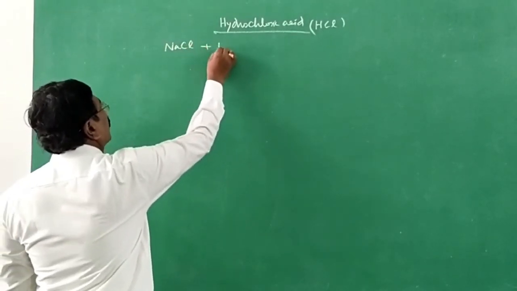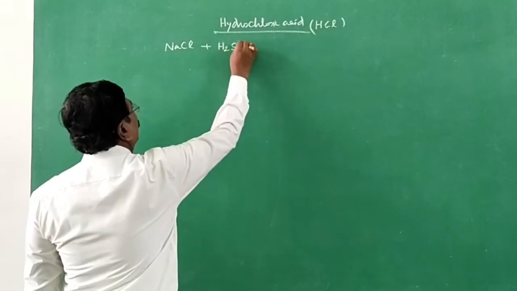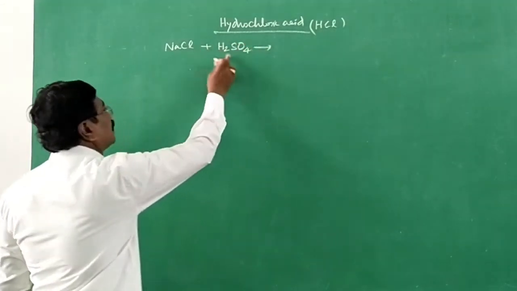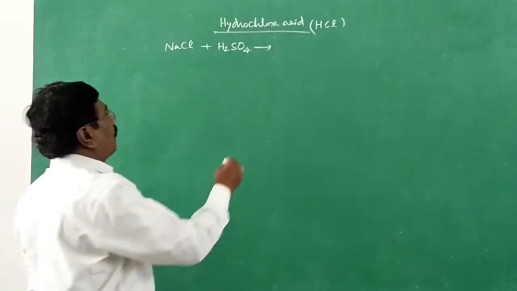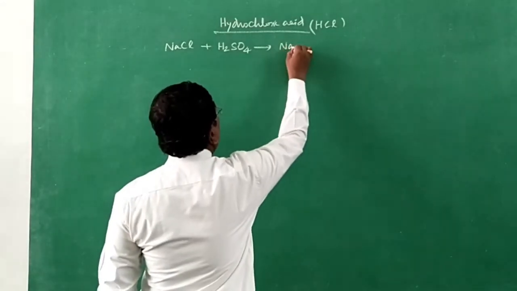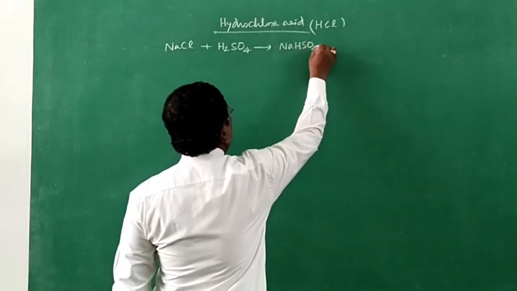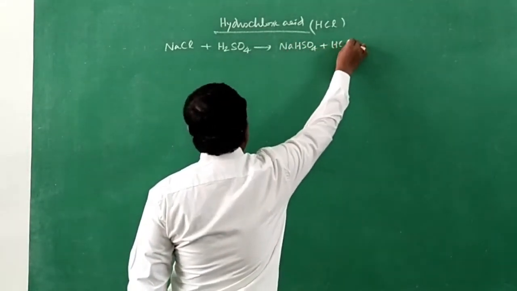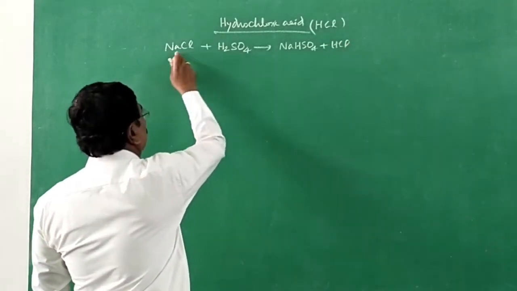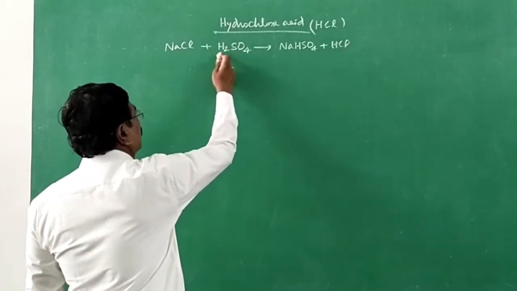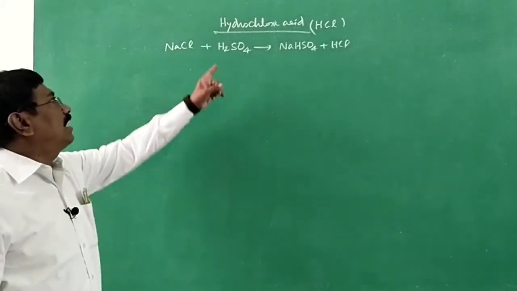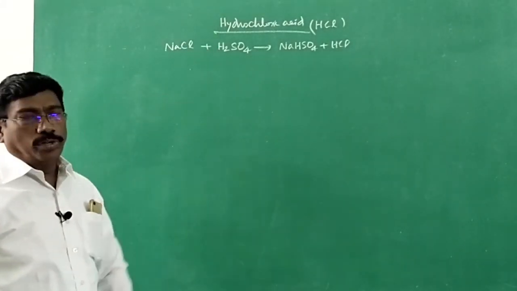When sodium chloride is treated with sulfuric acid, it forms sodium bisulfate and HCl. Sodium is replaced by hydrogen, HCl. Here sodium bisulfate: only one hydrogen of sulfuric acid is replaced by sodium now.